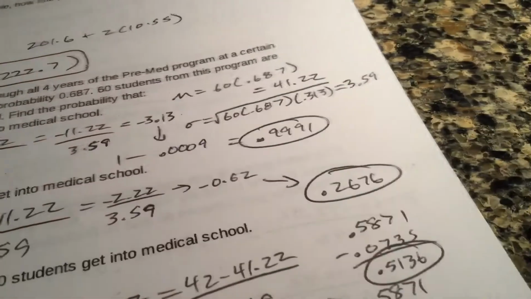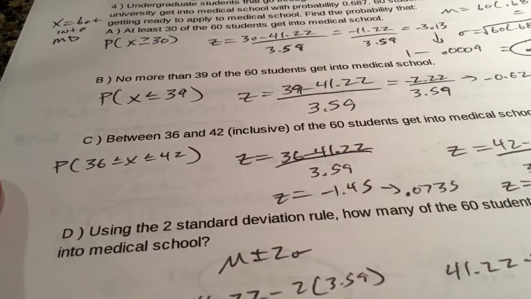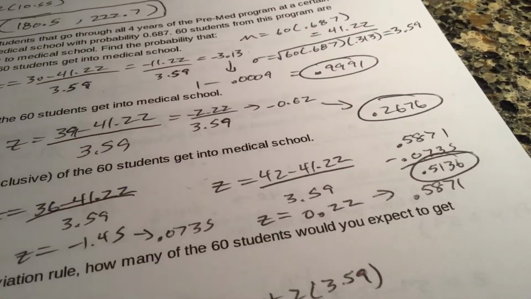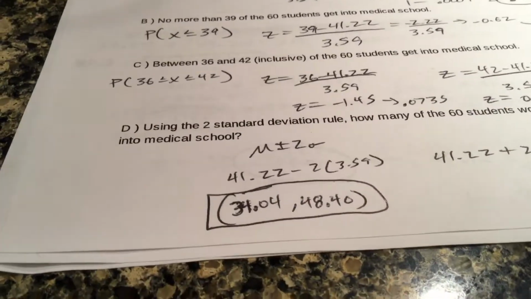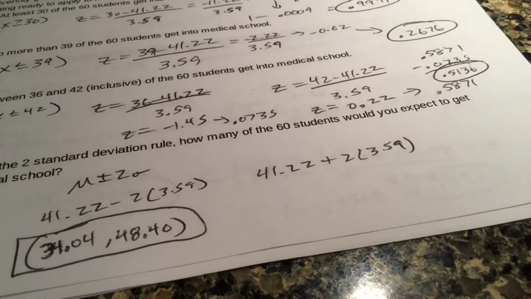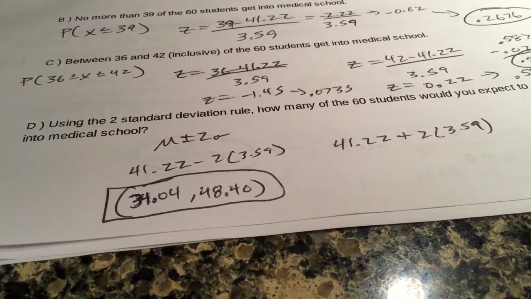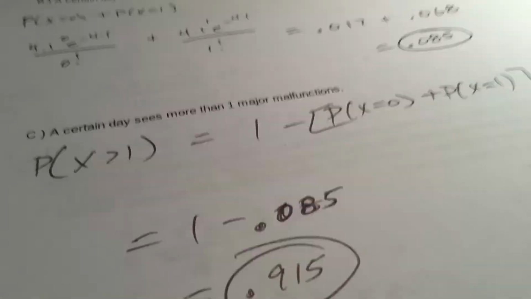No more than 39, so less than or equal to 39. There we go. Between 36 and 42. There you go. Using the 2 standard deviation rule, how many would we expect to get in? All right, there you go. And take a look at number 5.